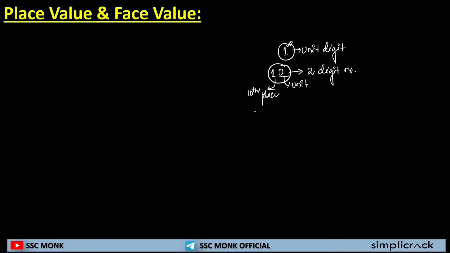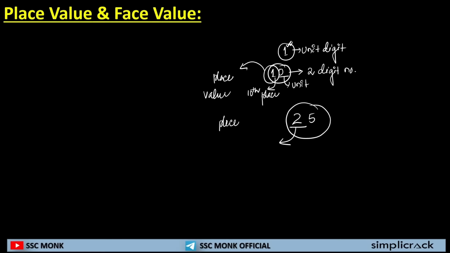So if I ask in 10, what is the place value of 1? As 1 is at the 10th place, its place value is equal to 10. Now let's say if I write it as 25. Okay, in 25, 2 is at the 10th place. So what is the place value of 2? It is 20. What is the place value of 5? It is simply 5. Now if I say in 25, what is the face value? Face value of 2 is always that particular number.